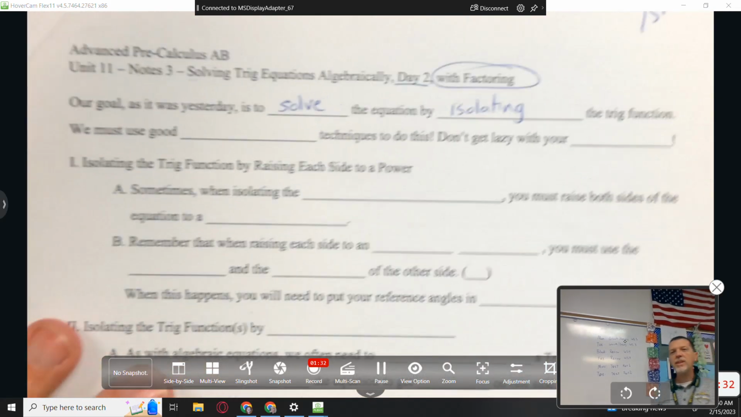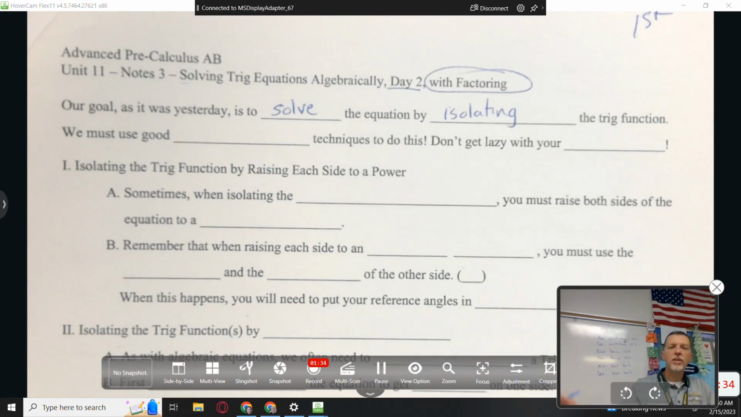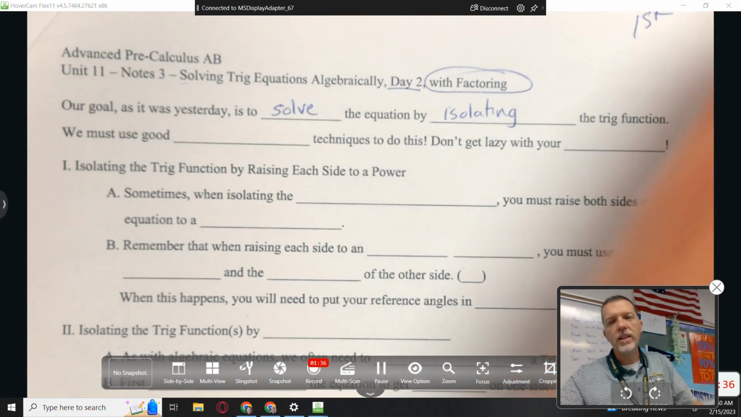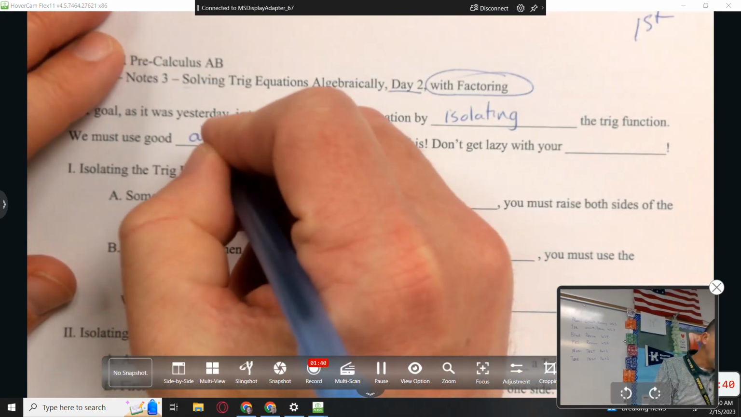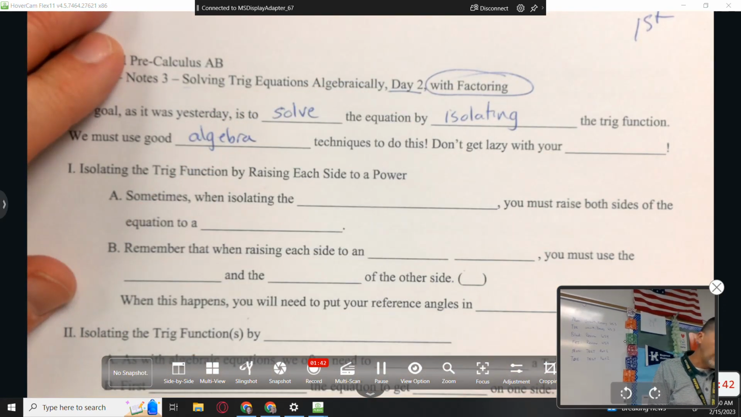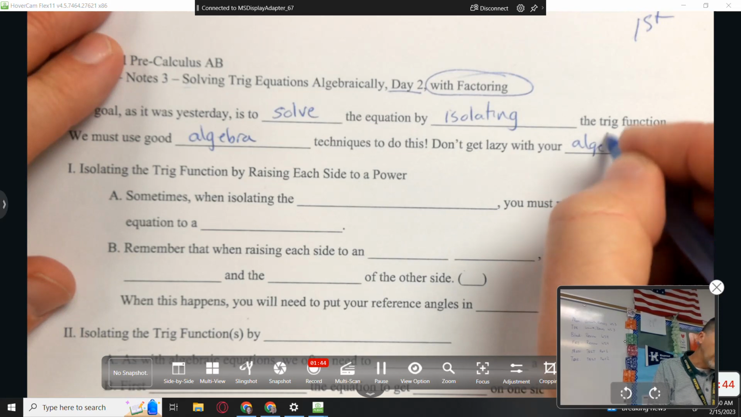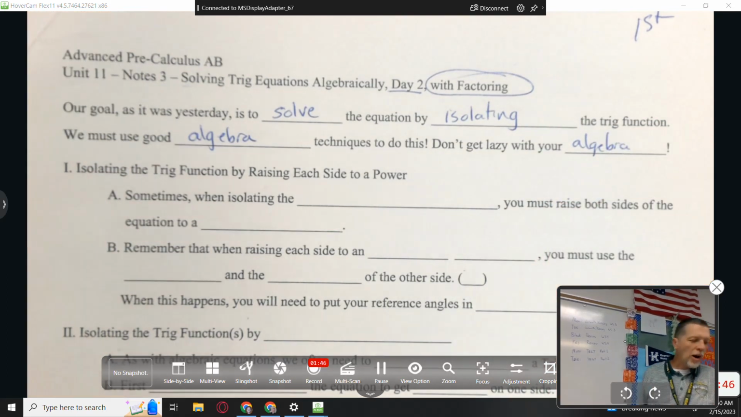Get the sine by itself, get cosine by itself, tangent, whatever, get that thing by itself. Today things are a little more complicated, so just make sure we use good algebra. Don't get lazy with your algebra. It's algebra, algebra, algebra today. I mean, you still got to know the unit circle, but assuming you know that, it's an algebra day.